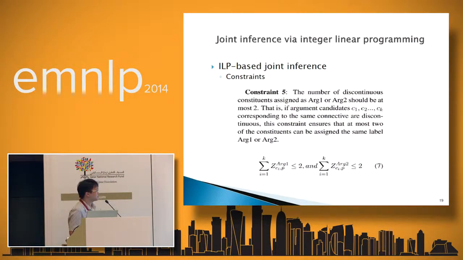And finally, the last constraint is that the number of discontinuous constituents assigned as arg1 and arg2 should be at most 2. We cannot have too many discontinuous constituents. And again, it can be shown using this formulation.